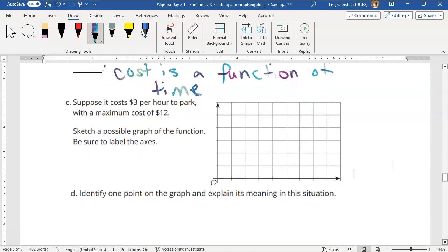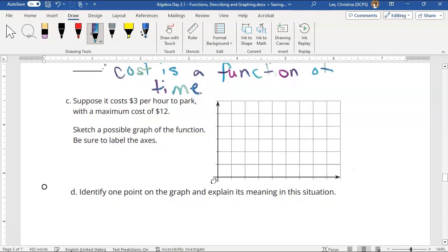All right, suppose it costs $3 per hour to park with a maximum cost of $12. Sketch a possible graph of the function. Be sure to label the axes. So we're going to have our hours here: 1, 2, 3, 4, 5, 6, 7, 8. And then let's look at our cost.